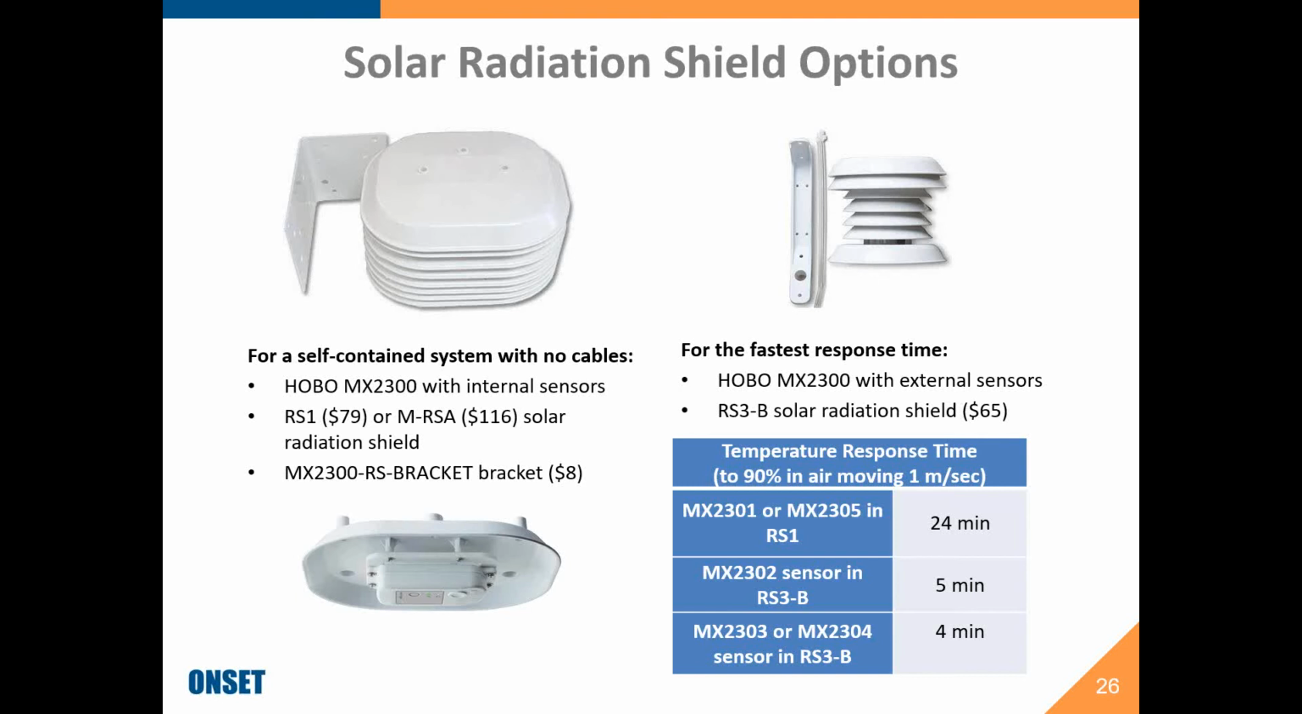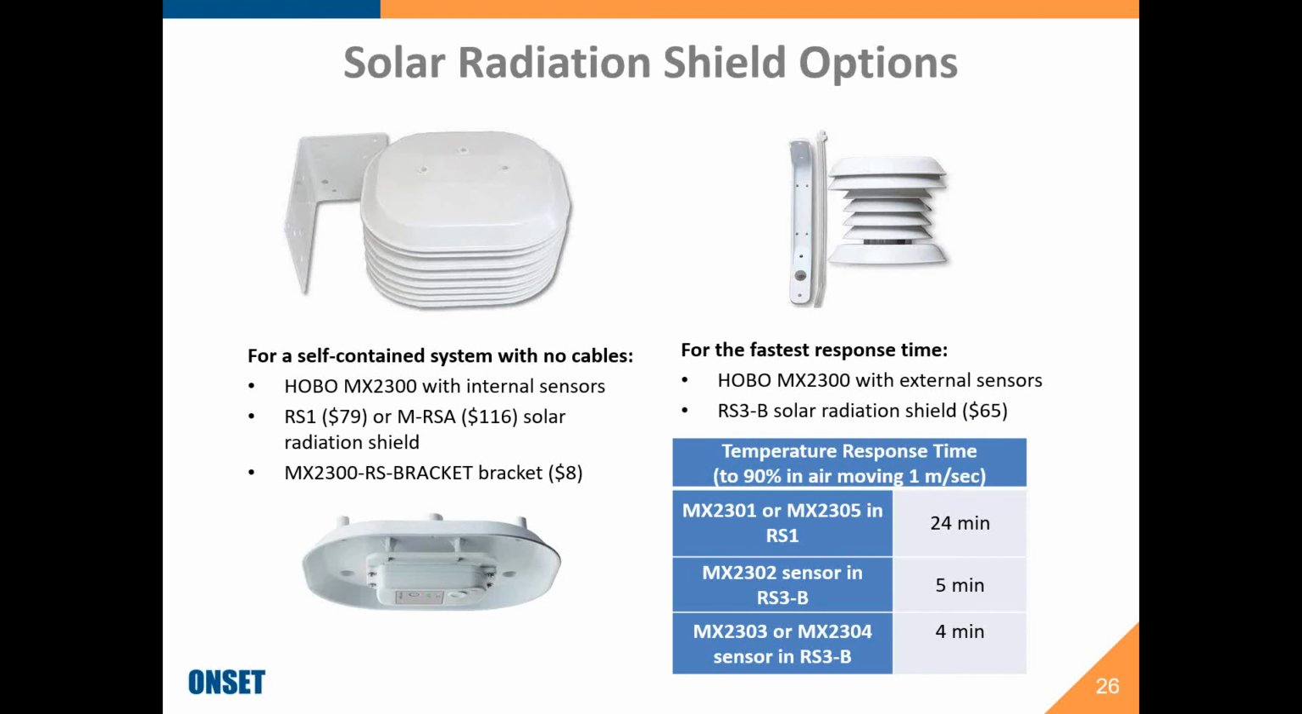And speaking of response times, if you want to get the fastest response time, then you'll probably want to use one of the MX2300 models that has an external sensor and use it in combination with the RS3-B solar radiation shield. That's a smaller radiation shield, and that combined with the smaller sensors gives you a faster response time. So you can see those response times down in this lower right corner. For the internal sensor loggers deployed in the bigger radiation shield, the RS1 radiation shield, it's a 24-minute response time. That's due to the larger size of the logger, the larger size of the radiation shield, all that thermal mass slows down your response time. And if you're logging every half an hour or even 15 minutes, that's probably still fast enough response time to keep up with what you're monitoring.